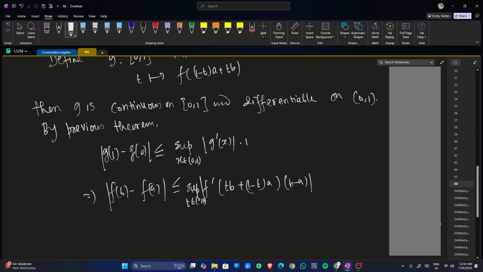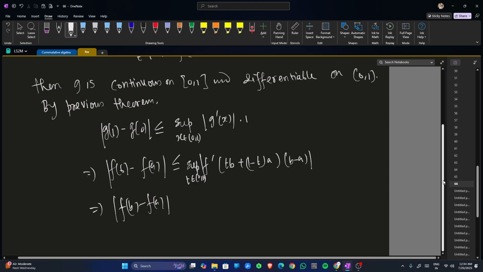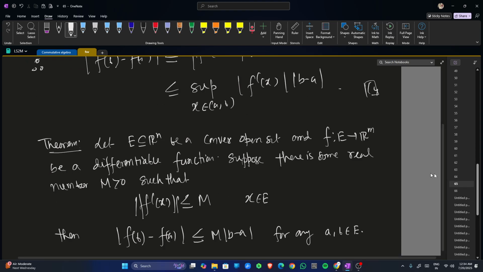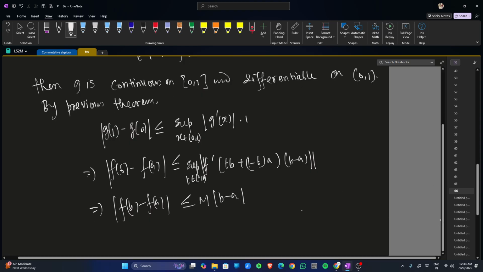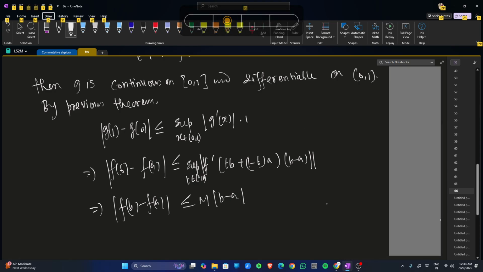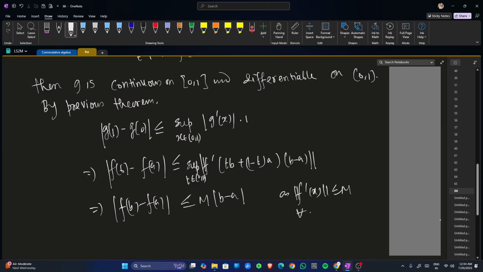Now by definition, since the norm of f prime x is less than or equal to M, this holds, and it is less than or equal to M times the norm of b minus a, as the norm of f prime x is less than or equal to M for all x in E. This completes the proof.